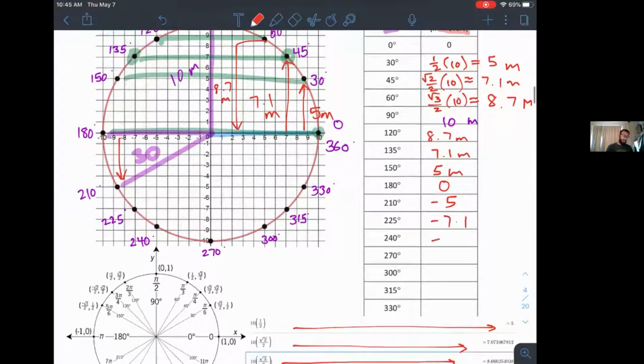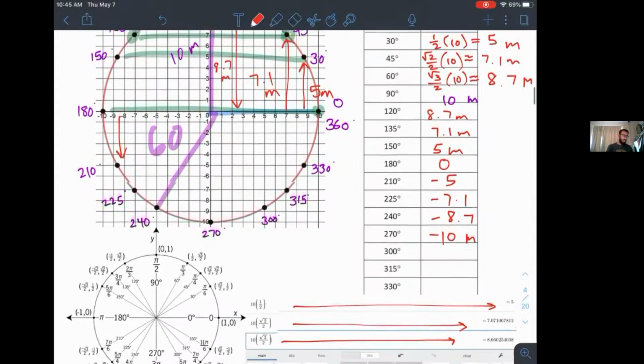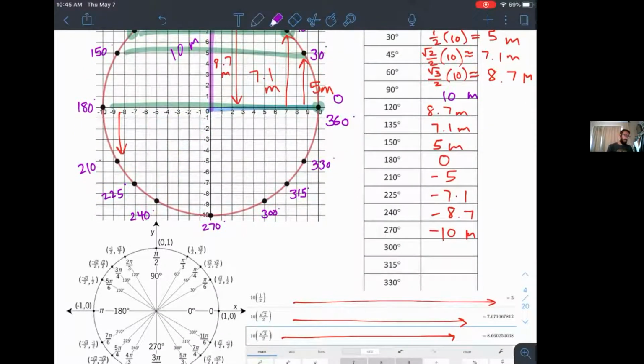And the same process, notice as I'm now filling in all of the negative heights. 45 relates to 225, 60 relates to 240. And the reason for that is because this 240-degree angle right here is really just a 60-degree angle in the opposite direction. Then 270 would relate to 90. So now we're just 10 meters down, the radius in the opposite direction. And then it's a little copy and paste game as we continue this. At 240, you're at the same height as 300.